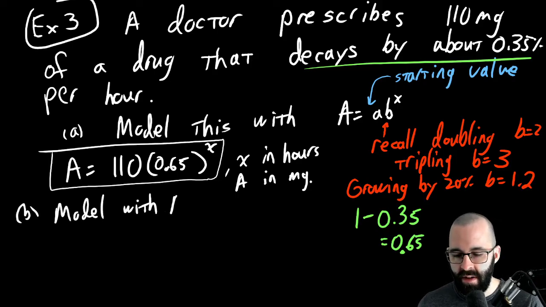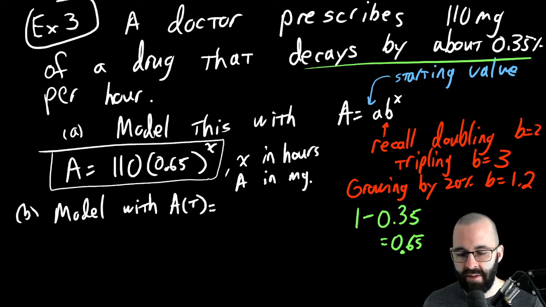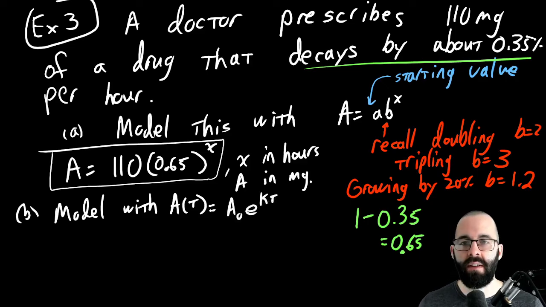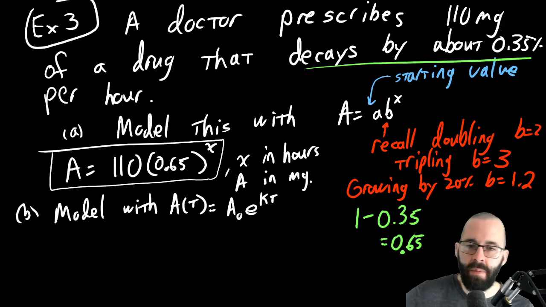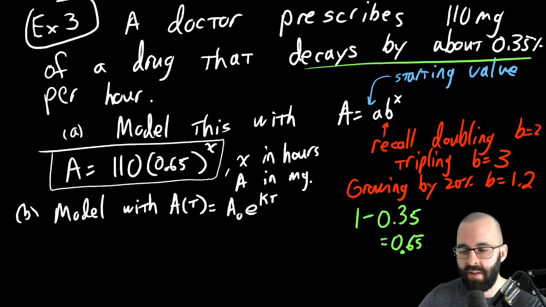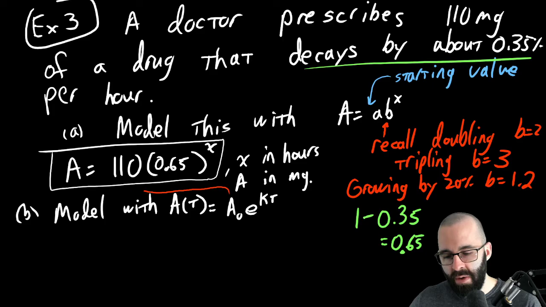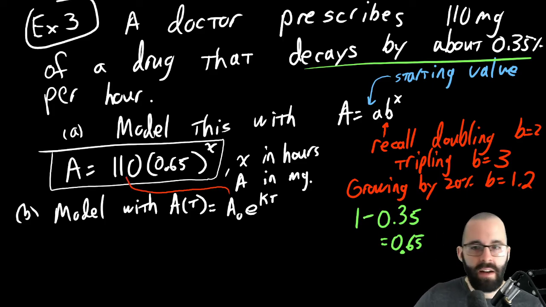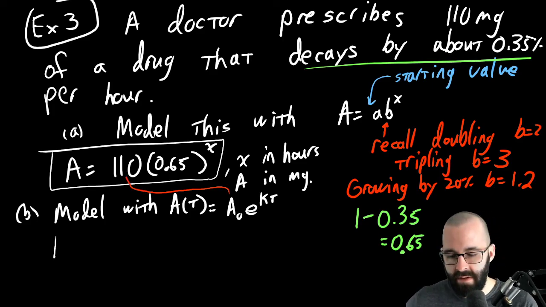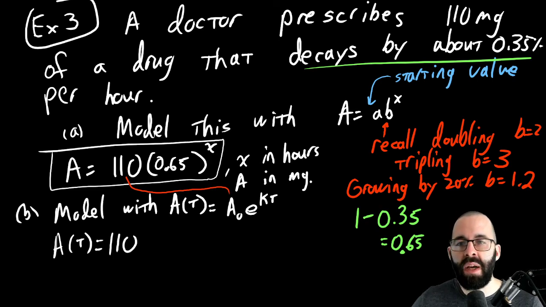Model this with our new formula that we used in the first example: A of t equals A naught e to the kt. Well, the A naught part is just going to be the same, right? These are both the initial value. A naught is still 110. That part's not too bad. But if I want base e, how do I do that? There's a trick that we talk more about in the last video.